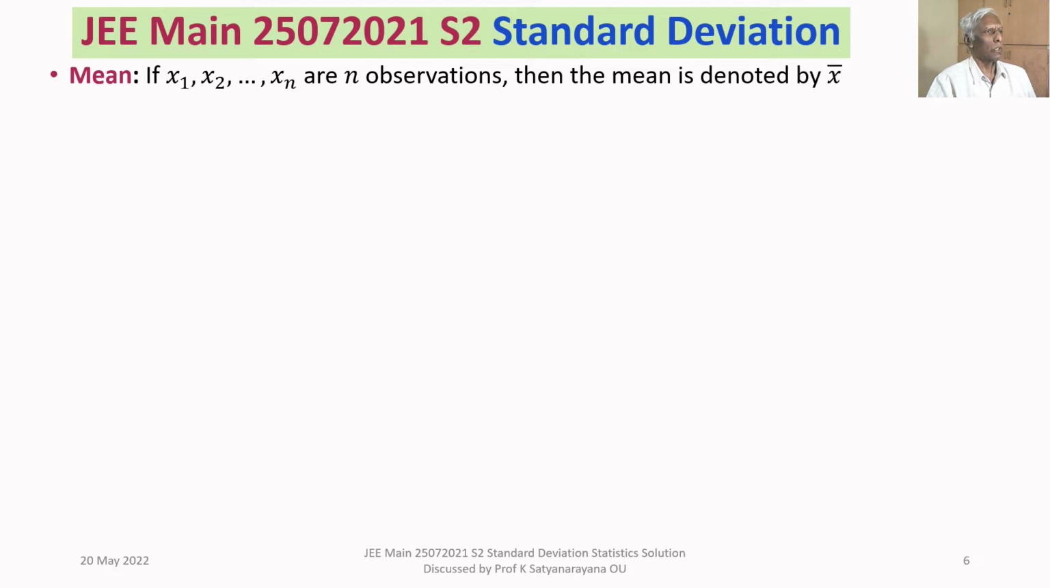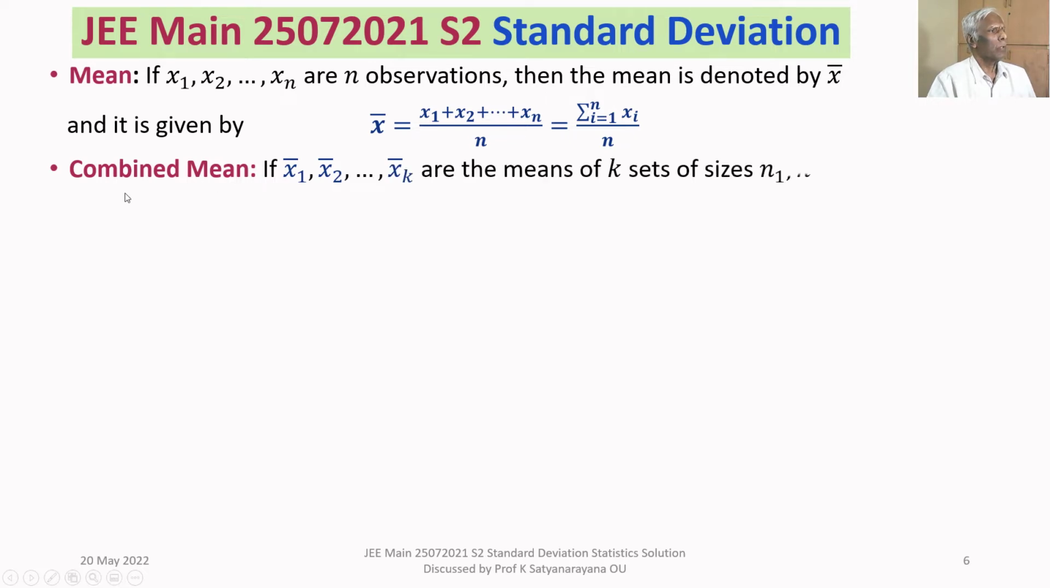Let's now recall some of the concepts that we require to answer this question. First, mean. If x1, x2, ..., xn are n observations, then the mean is denoted by x bar, and it is given by x bar is equal to x1 plus x2 plus etc. plus xn by n. That is, sigma i is equal to 1 to n xi by n.